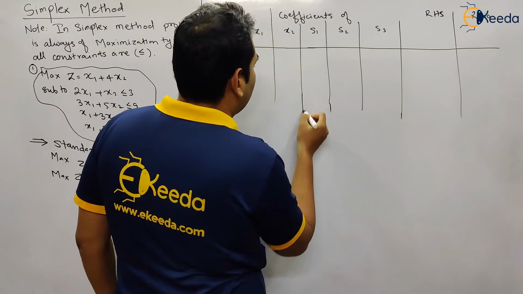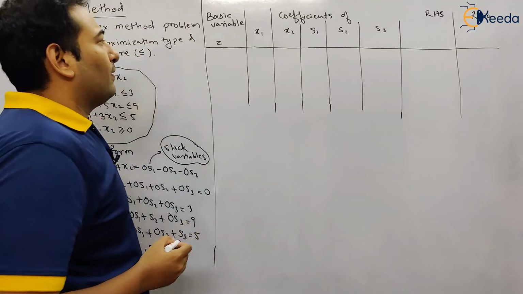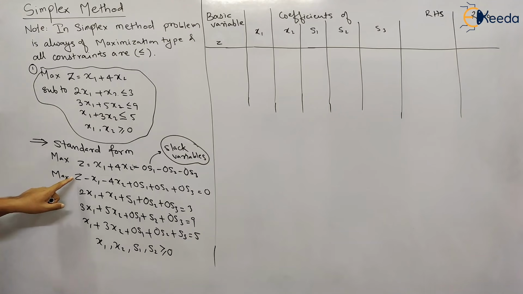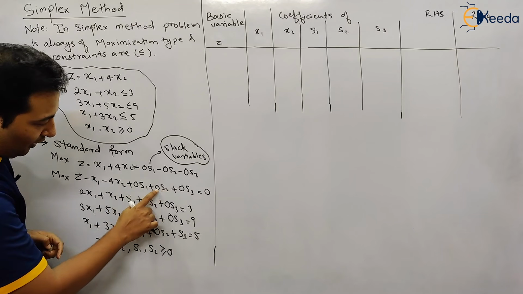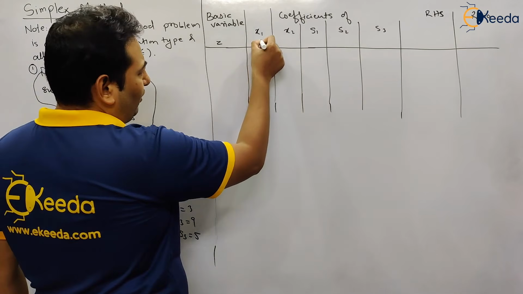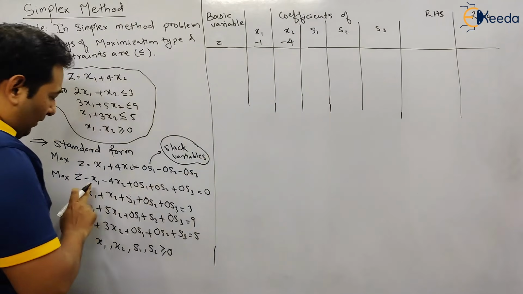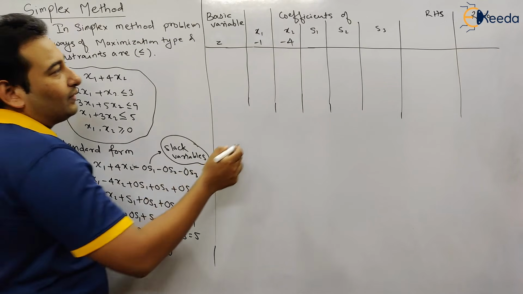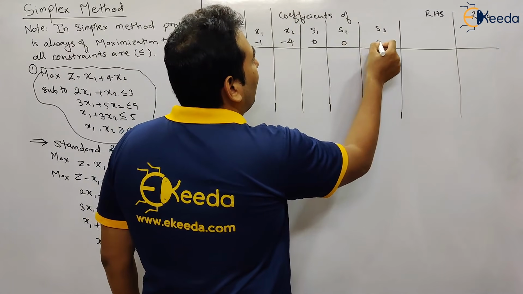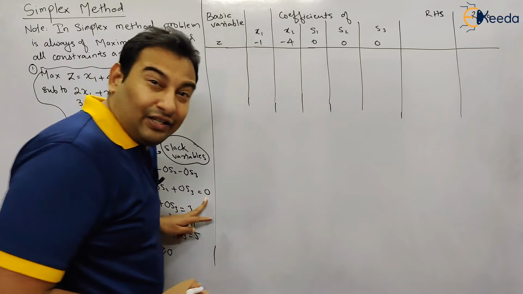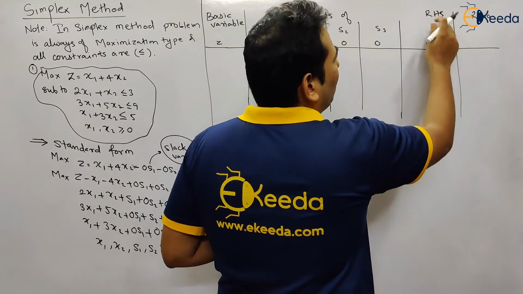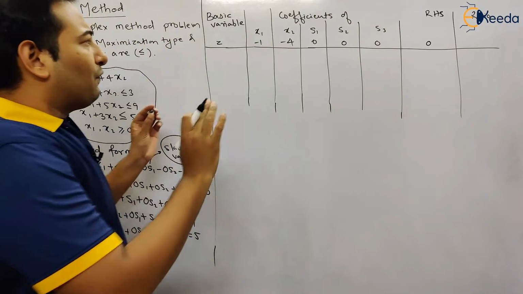So let us start. In the first equation, what is the coefficient of x1? It is -1. Coefficient of x2 is -4. s1 0, s2 0, s3 0. That I am going to write down here: -1, -4, then 0, 0 and 0. And in this particular equation, obviously RHS is also 0. And there is no ratio as of now. So this is your first entry.